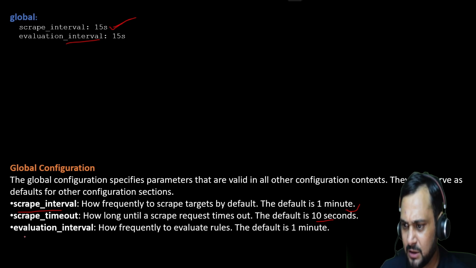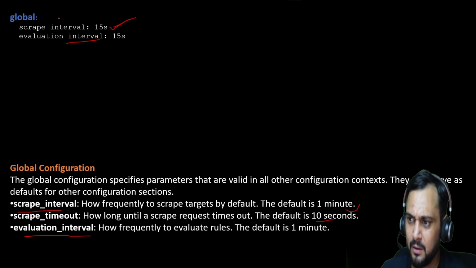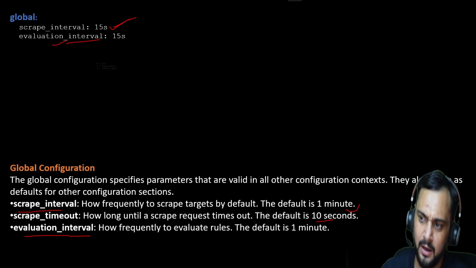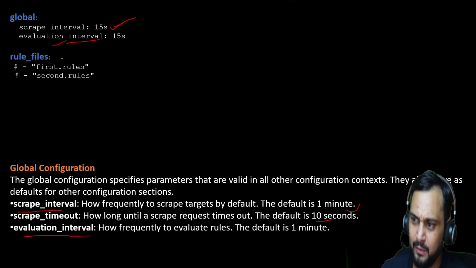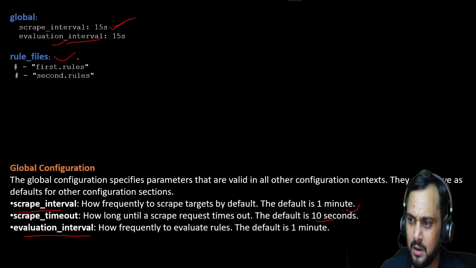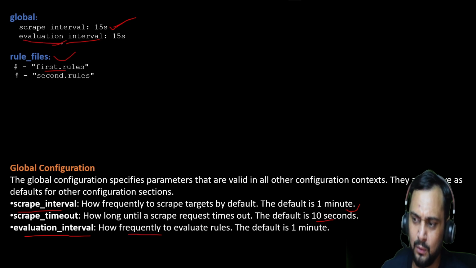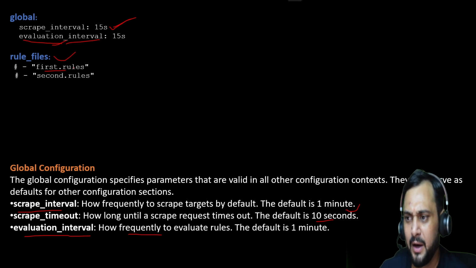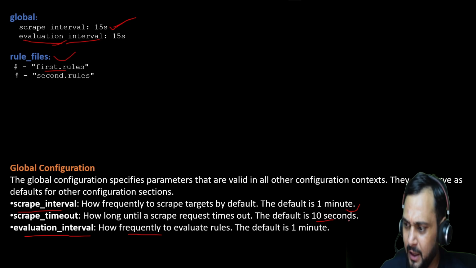Okay, the last one is evaluation interval. This is what I have mentioned here: how frequently to evaluate rules? The default is 1 minute. Here we have defined the rule files. Not in this lesson, but in the coming lessons, I will configure the rule file, and then this global parameter will evaluate the rules. When you modify any rules, it will evaluate every 15 seconds. If you have not mentioned this line here, it will be 1 minute.